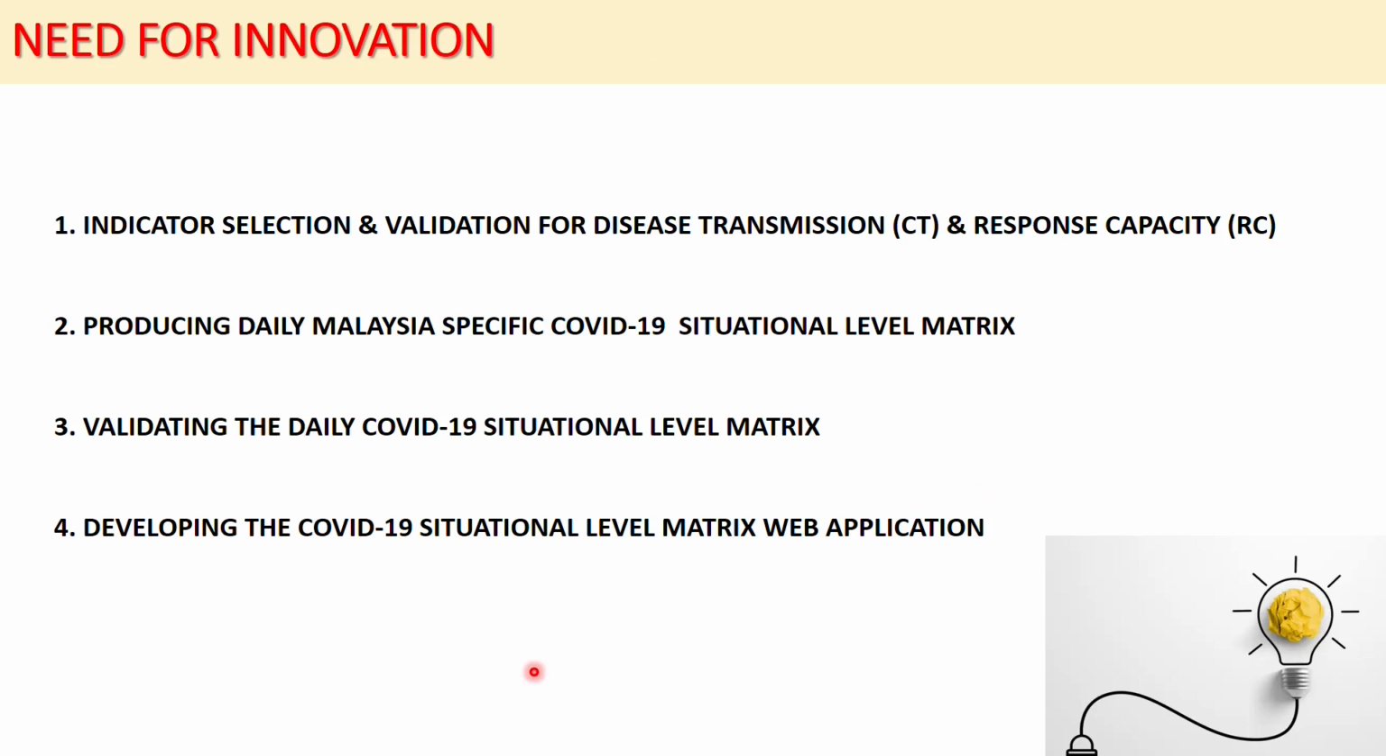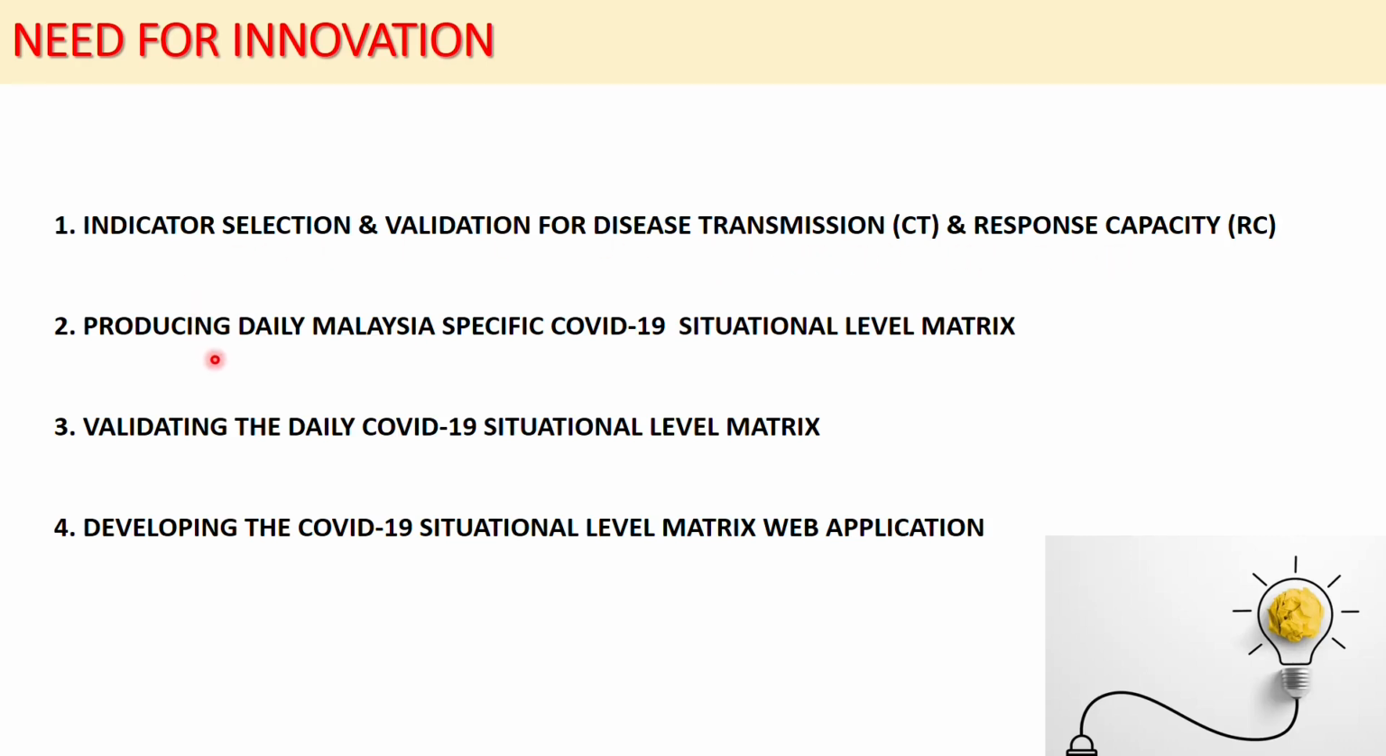Now, why is there a need to develop this particular innovation? Well, as a start, there is a need to identify the appropriate indicators and subsequently validate them, as these would be appropriate indicators to formulate the level of disease transmission and response capacity.